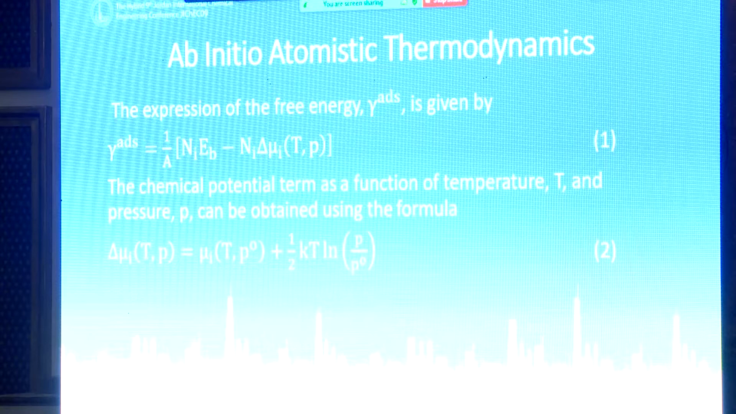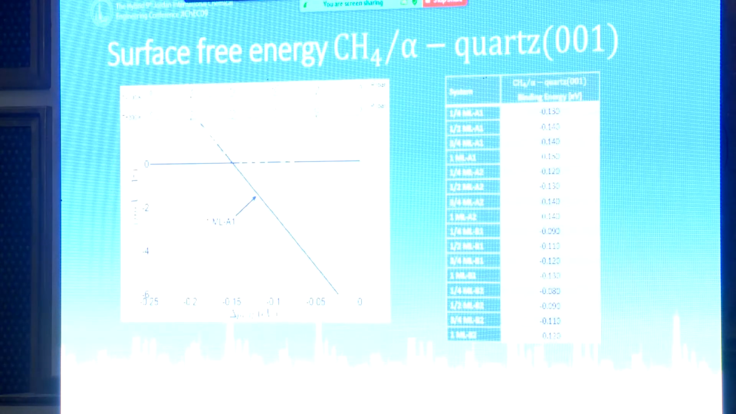We use equation number 2 here, and we can see that we have the first term, mu of T and P naught, which is the chemical potential at any temperature and the standard pressure, and this term can be calculated using thermodynamic tables. The symbol K here is the Boltzmann constant, and P is the total pressure. Once we apply these equations, we produce a phase diagram in this figure.